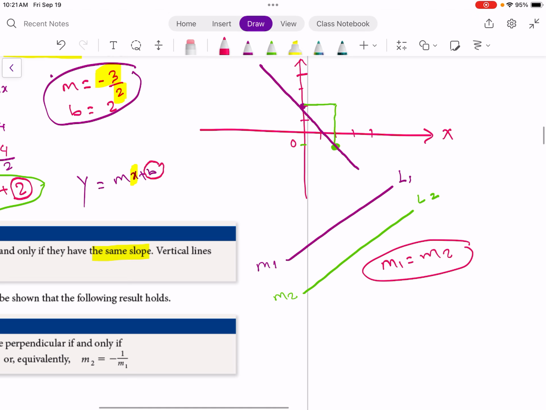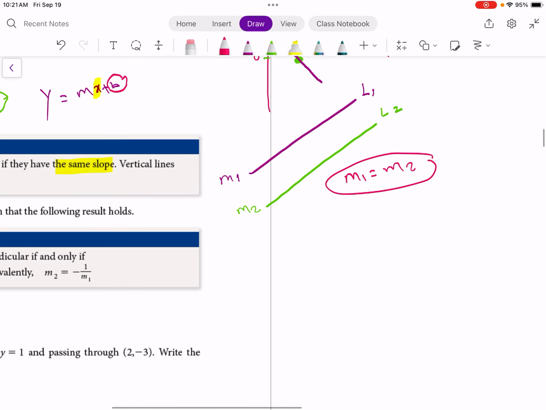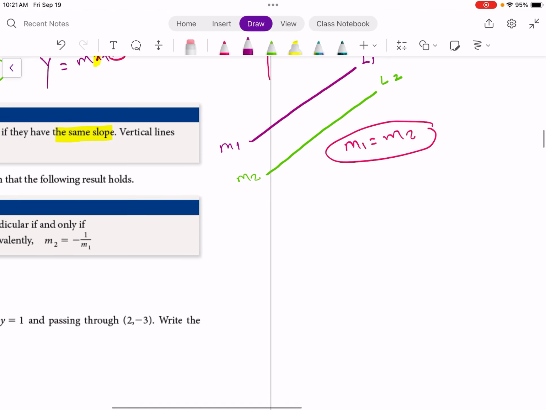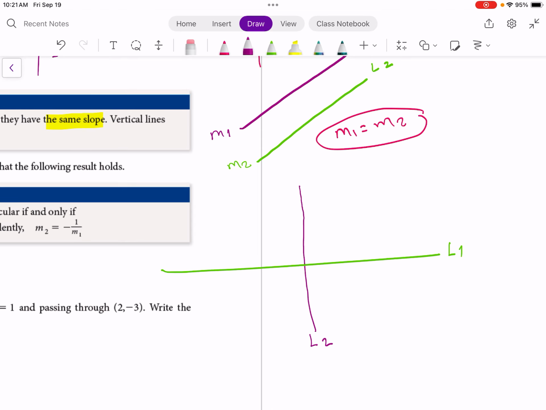Next, if we have two lines which are perpendicular to each other, perpendicular means they make 90 degrees. So we have two lines. This is line 1 and we have line 2. Now these two are perpendicular to each other. It means they make 90 degrees.